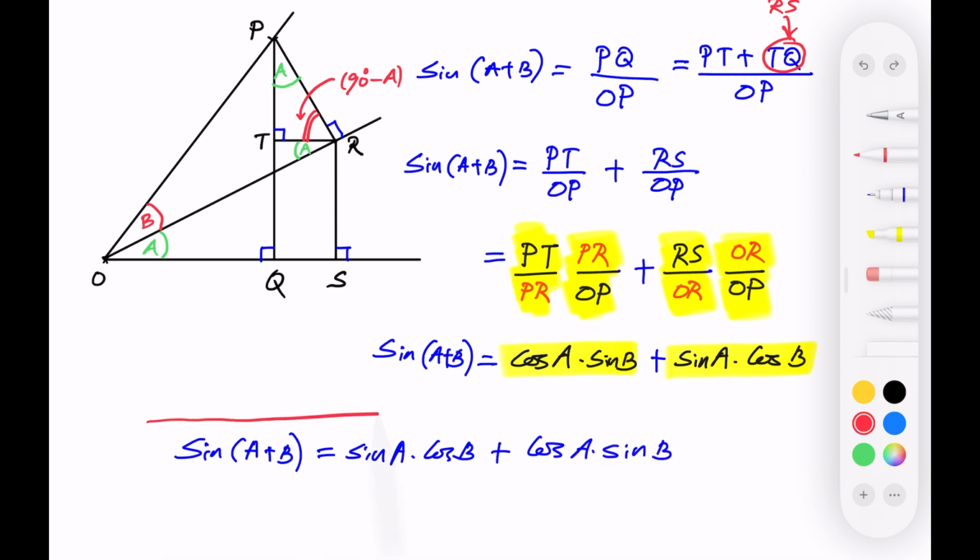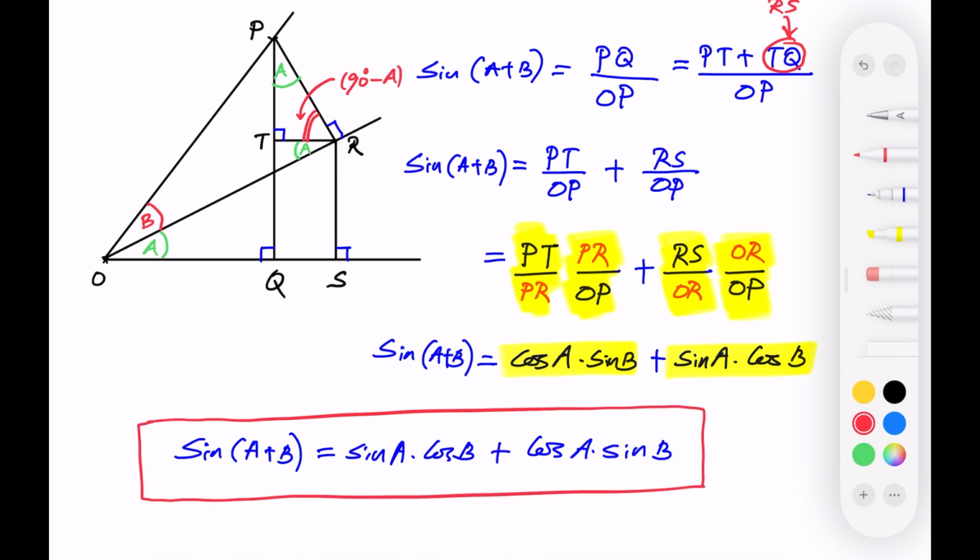Please remember this identity. It's a very important trig identity. Even though I proved it for the case where A, B, and also A plus B are all acute angles, this identity holds true for all sizes of A and B respectively.